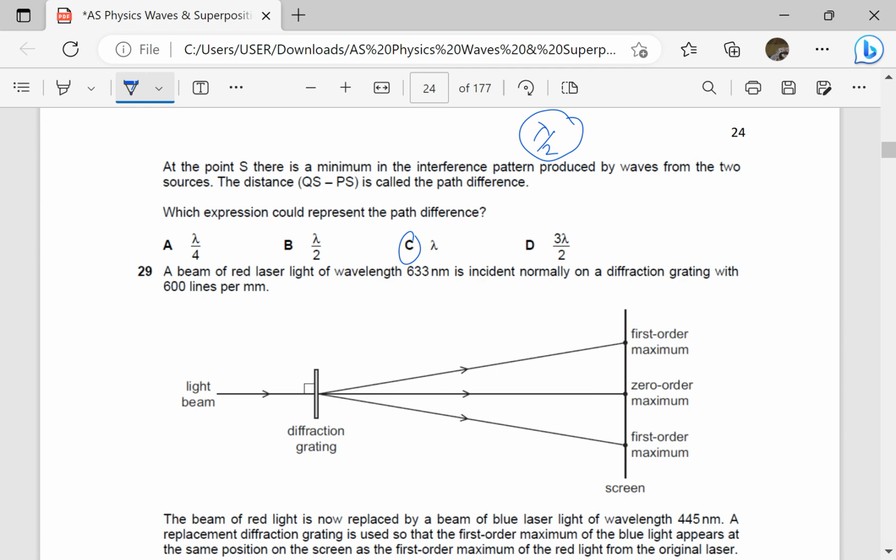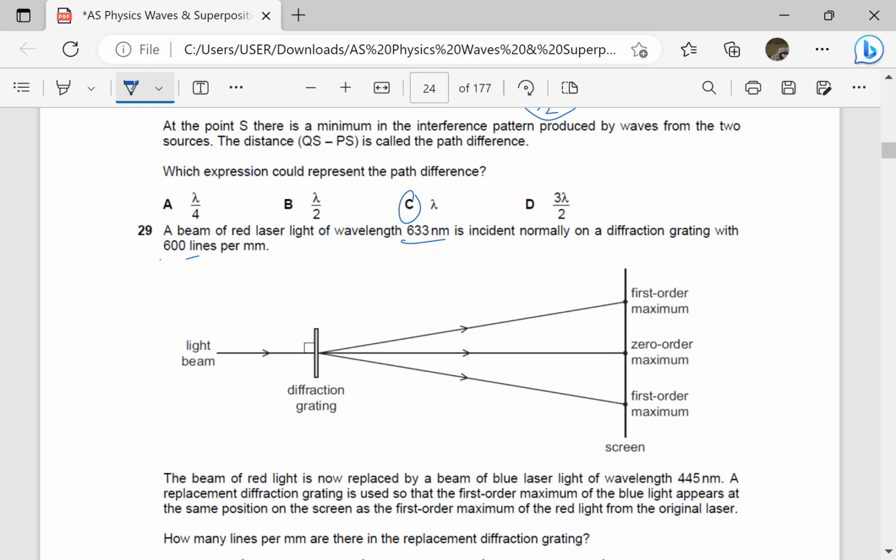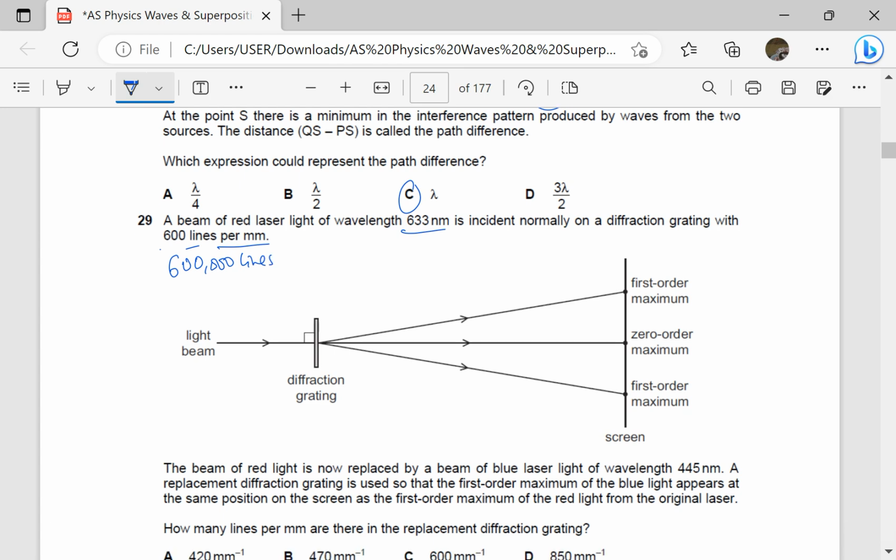A beam of red laser light of wavelength 633 nanometers is incident normally on a diffraction grating with 600 lines per millimeter. At this point you'll notice that the number of lines changes from per millimeter to per meter, so you multiply by 1,000. So this will be 600,000 lines per meter.